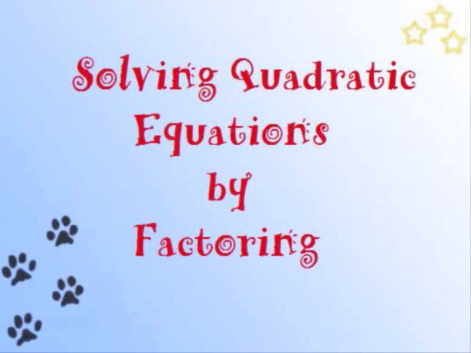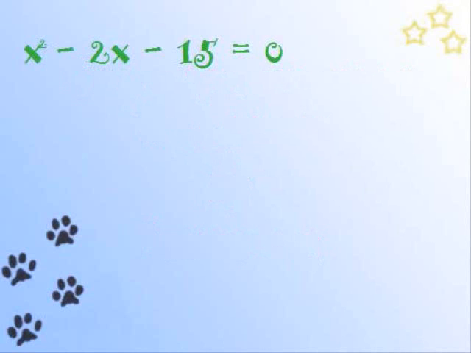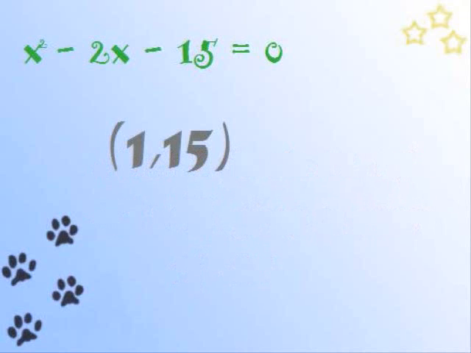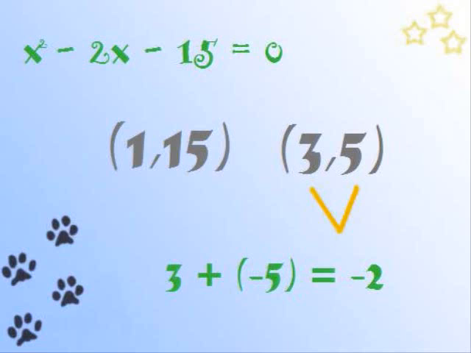Watch this! Solving quadratic equations by factoring. Given the equation x² - 2x - 15 = 0. In this case, we ask, what two factors of -15 will give a sum of -2? Independent of signs, the sets of factors of 15 are 1 and 15, and 3 and 5. We can see that 3 and -5 are the factors we need, as this pair has a sum of -2.